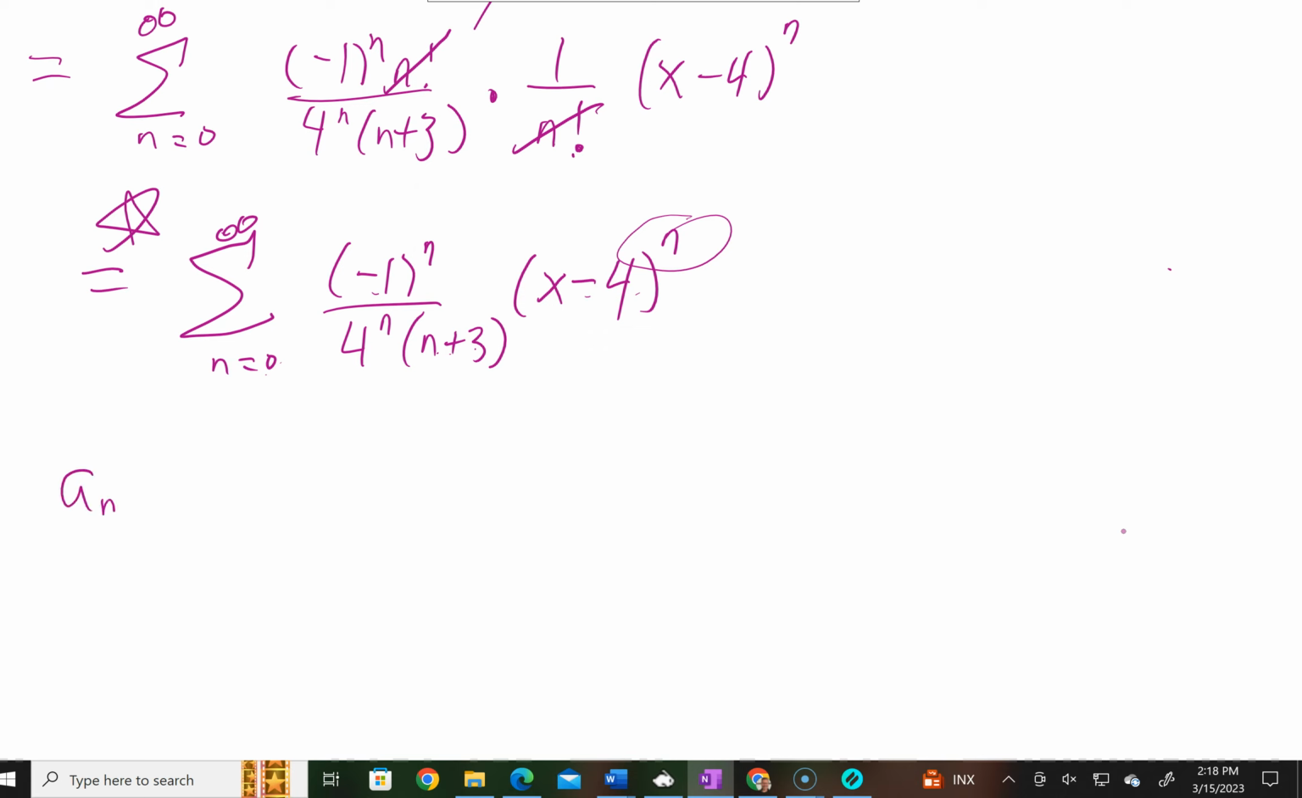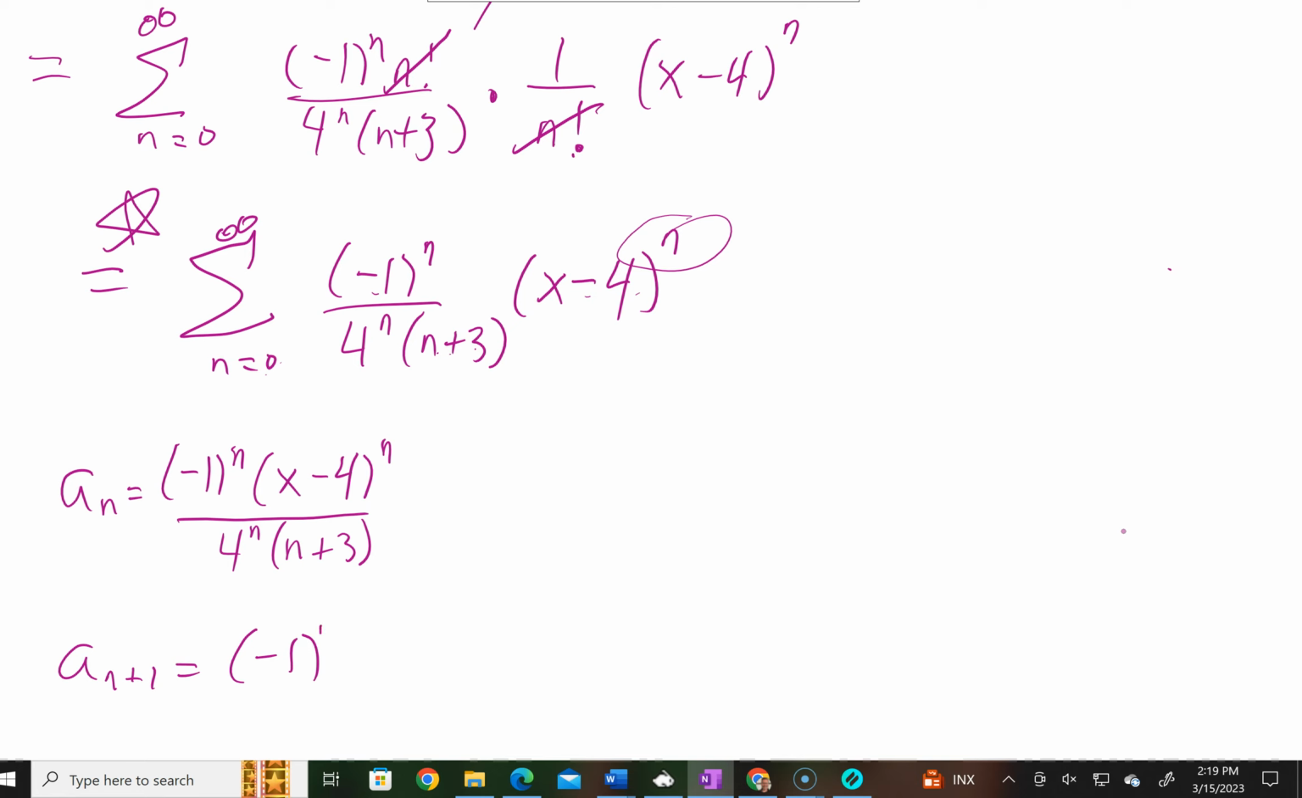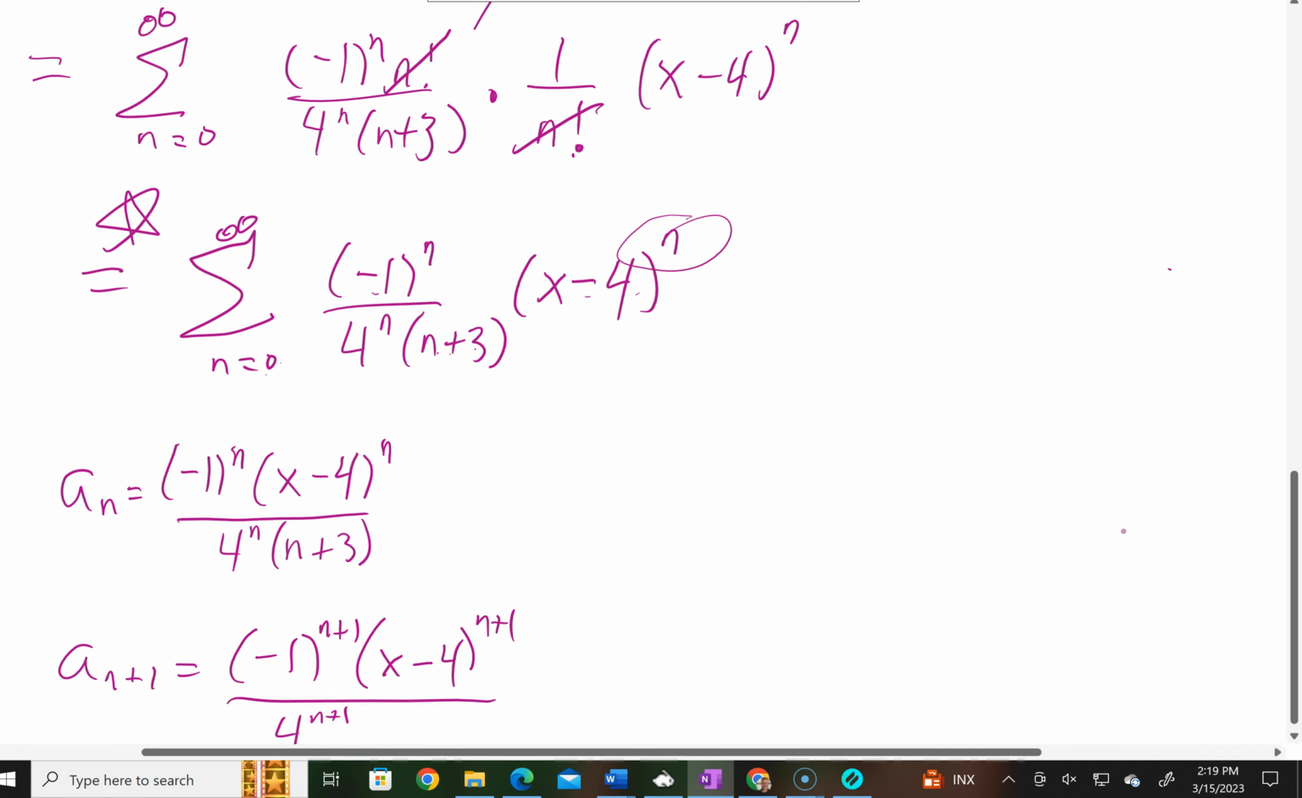We could say a sub n is equal to negative 1 to the n, x minus 4 to the n, all over 4 to the n times n plus 3. That's unifying it, making it one fraction. A sub n plus 1 is negative 1 to the n plus 1, x minus 4 to the n plus 1. Down below, we'd have 4 to the n plus 1. And n plus 1 plus 3 becomes actually n plus 4, doesn't it?